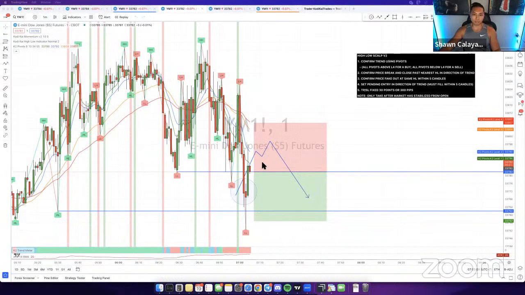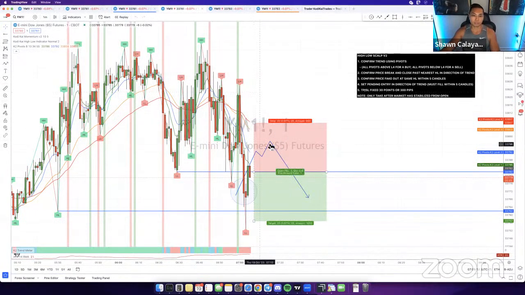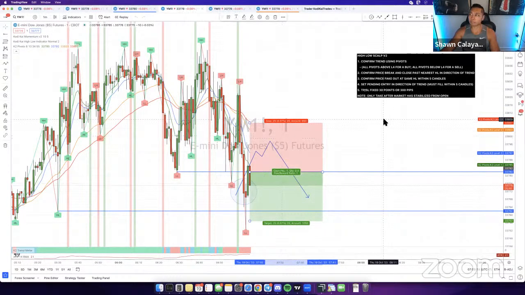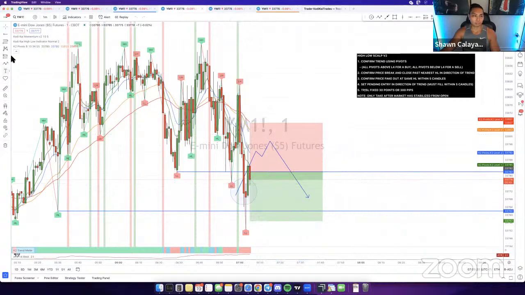So I'm gonna wait a little bit. I want to breathe. If you guys are looking to take a trade here, it's currently running in profit. 100 pips should probably be a good target.